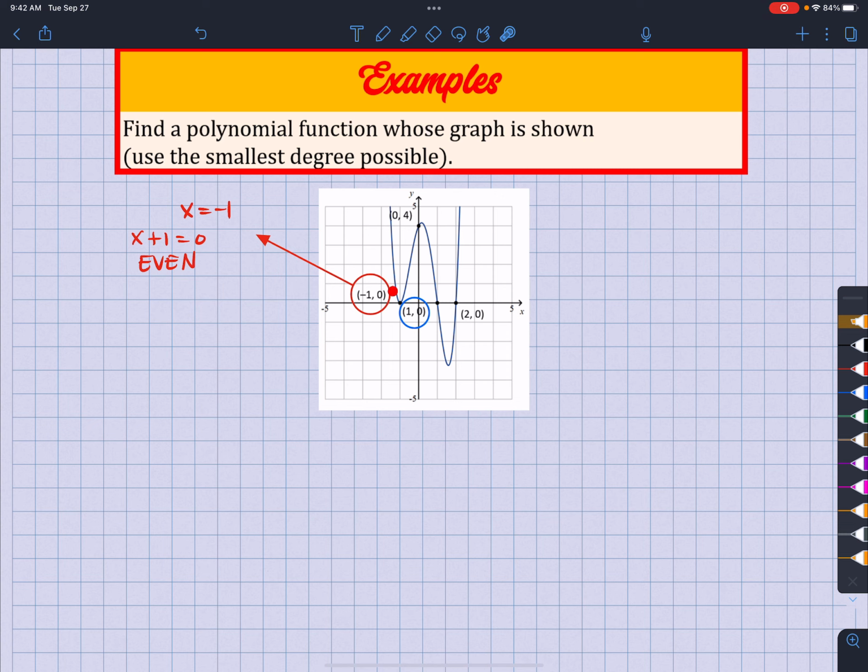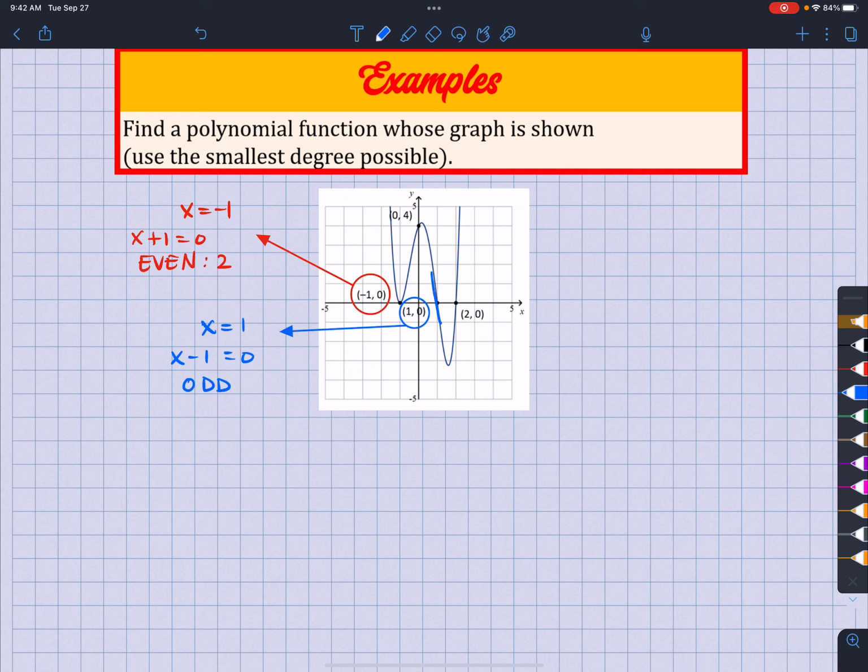because notice this bounces off, so I know that the multiplicity is even. The smallest even number I know is 2. This one right here is x equals 1. If I bring the 1 over to the other side, I get x minus 1 is equal to 0. And this one is going to be odd because it goes right through it.